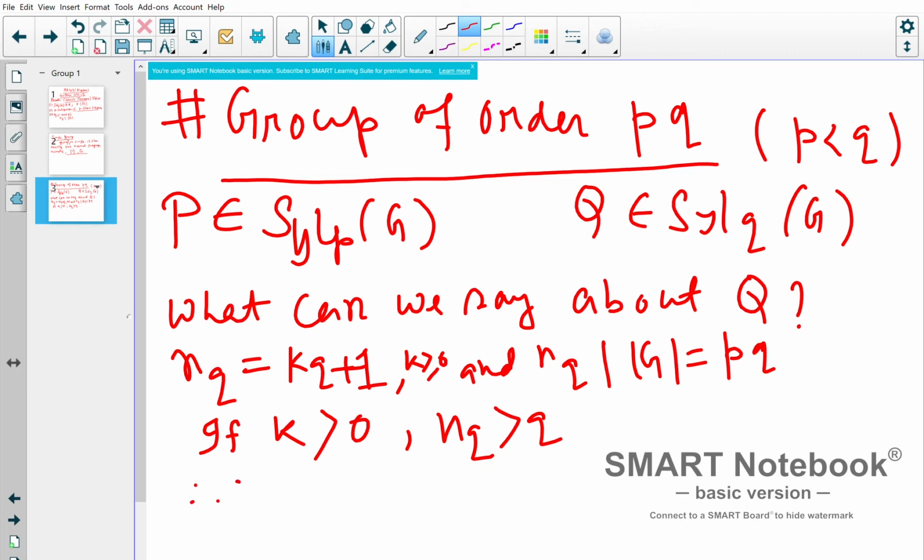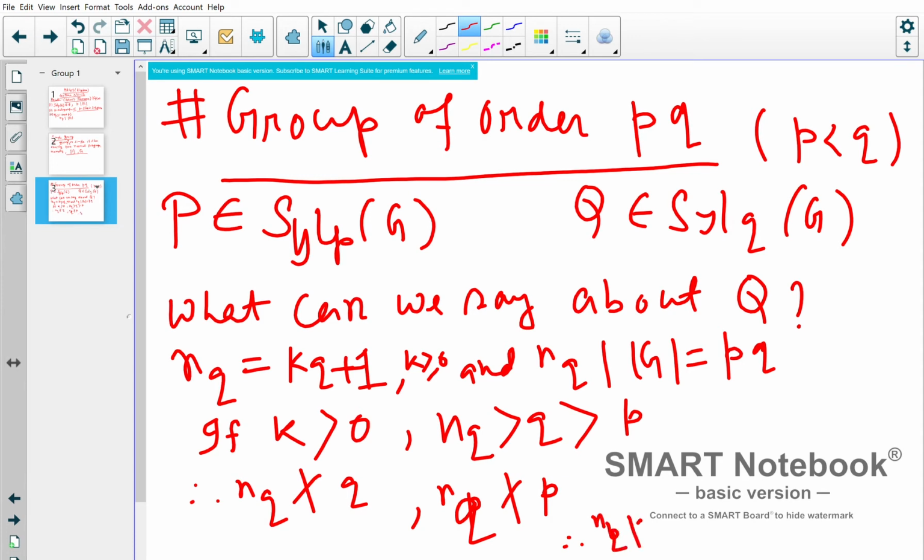So nQ cannot divide Q, and also obviously, Q is strictly greater than P, so nQ cannot divide these, and nQ cannot divide P. Okay, and this gives you that nQ cannot divide PQ, because PQ is a prime number. If something divides PQ, then it must divide at least one of them, right? So there is a contradiction.